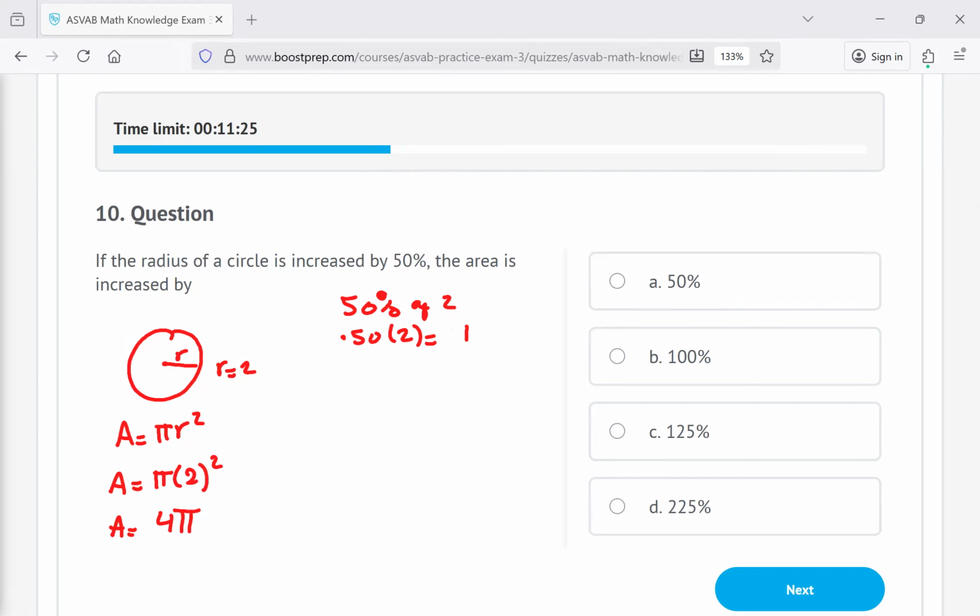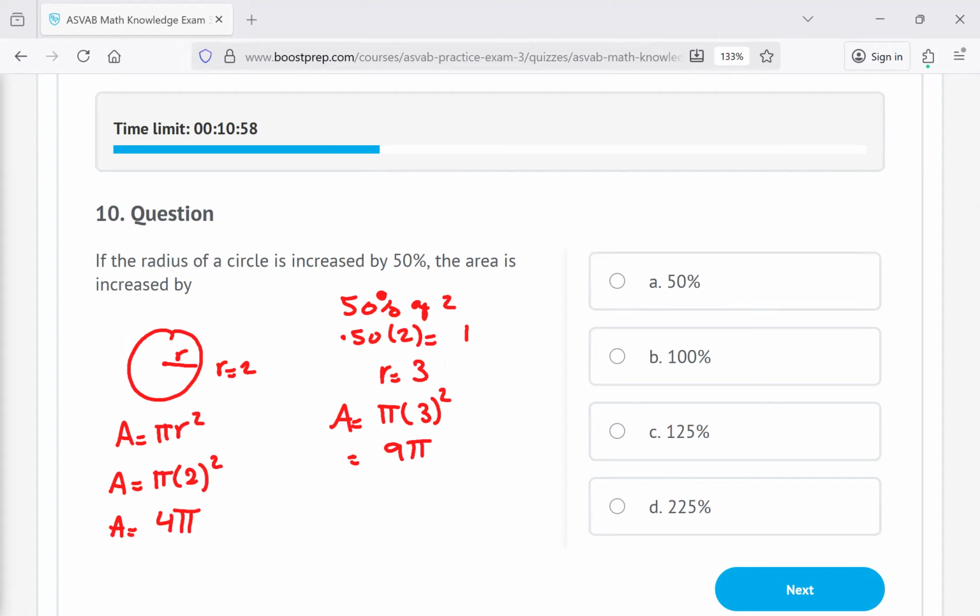So our new radius, which increased by 50%, is going to be 3. Our old radius was 2, and now our new radius is 3 because it increased by 50%. What would be my new area? My new area will be pi r squared, so my new radius is 3 squared. 3 squared is 9 pi.